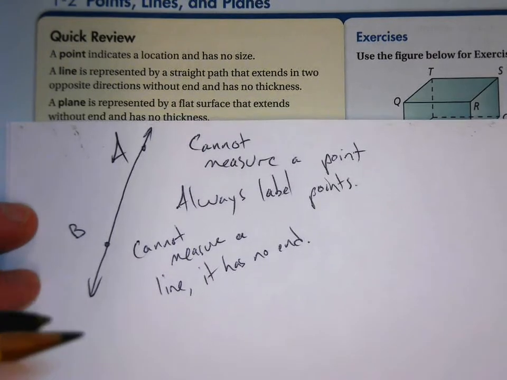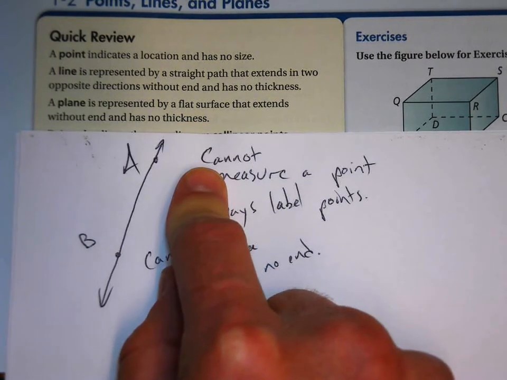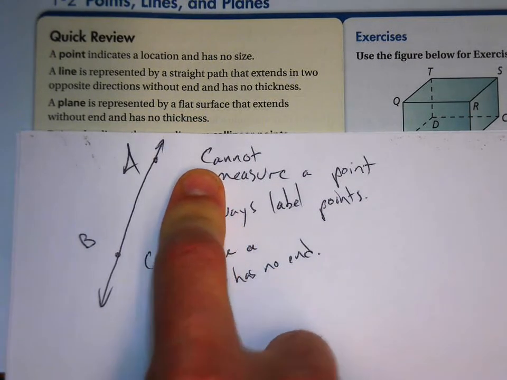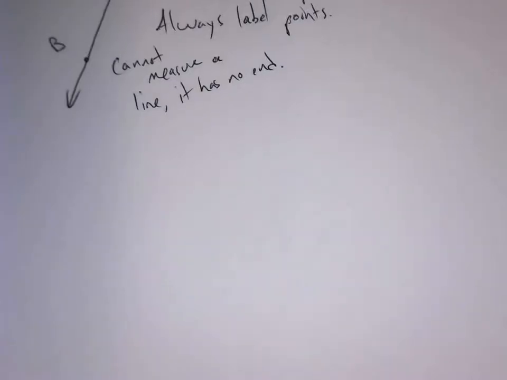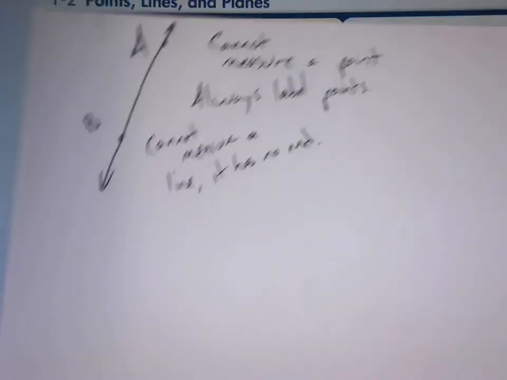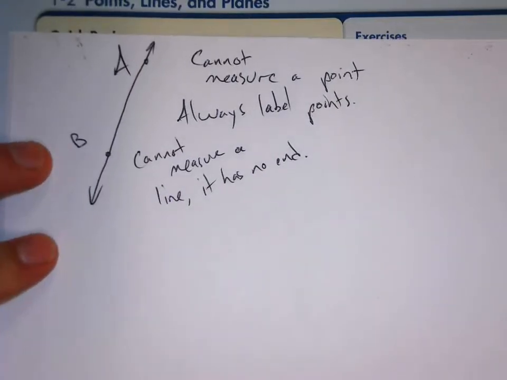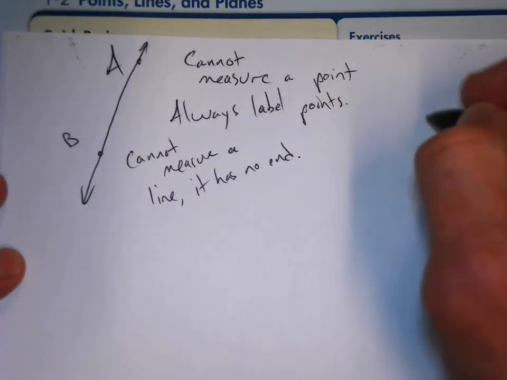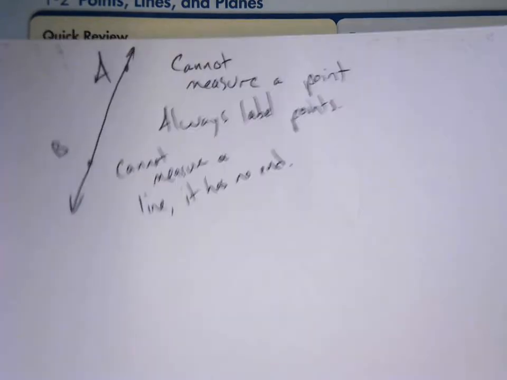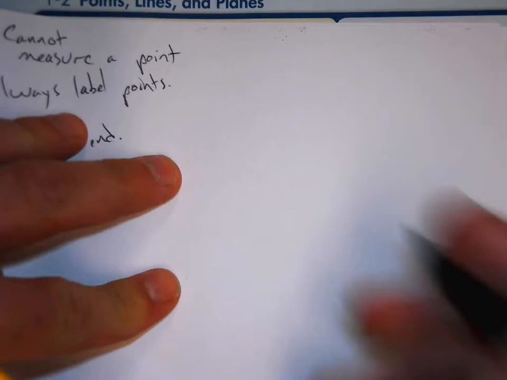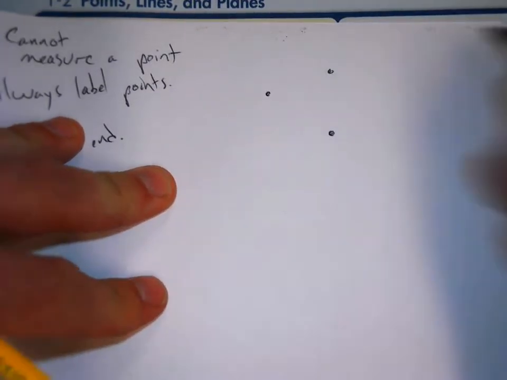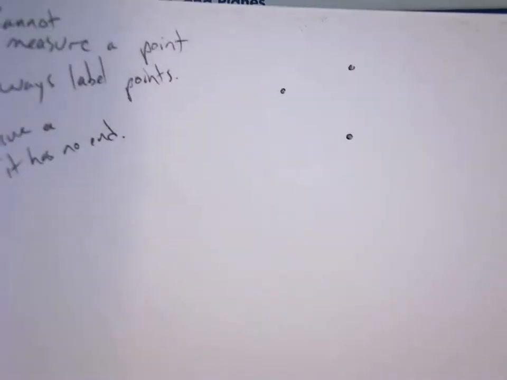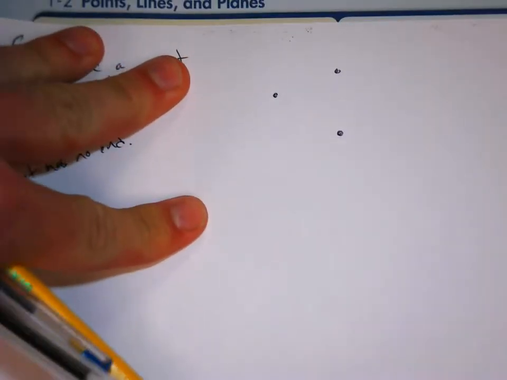So what's a plane? A plane is represented by a flat surface that extends without end and also has no thickness. So a plane as well has no thickness. Where does a plane come from? We can give birth to a plane. We can create a plane with a third point. A third point can make a plane. To demonstrate that, I'll use a blank space. A third point that is not on the same line can create a plane.